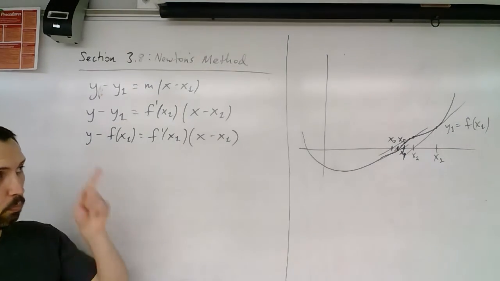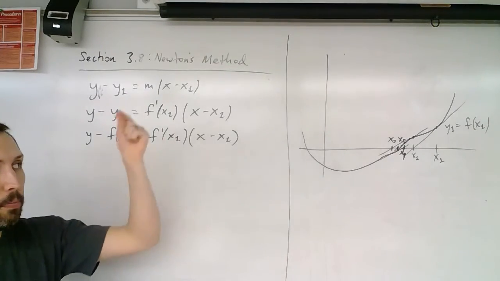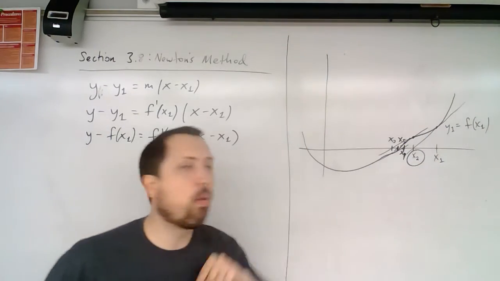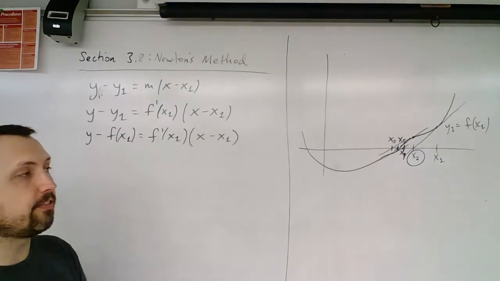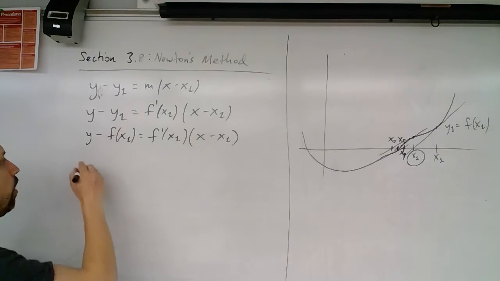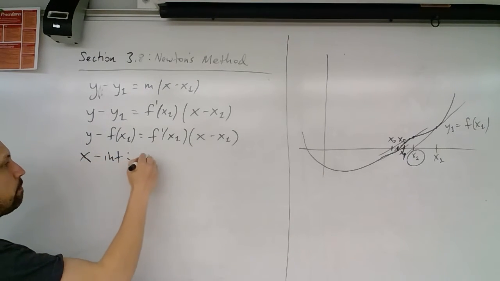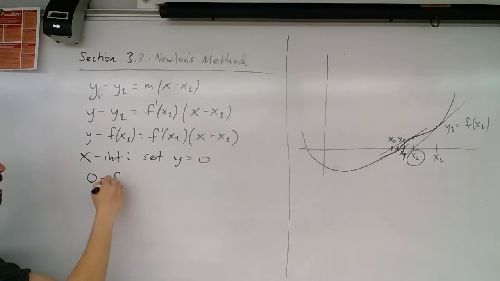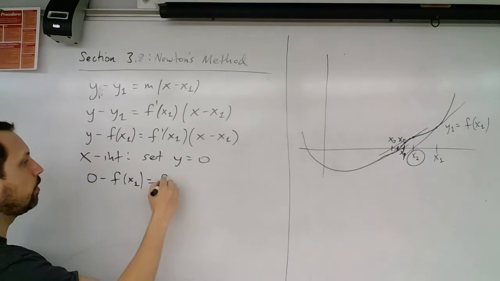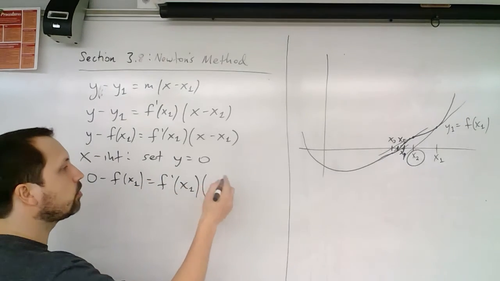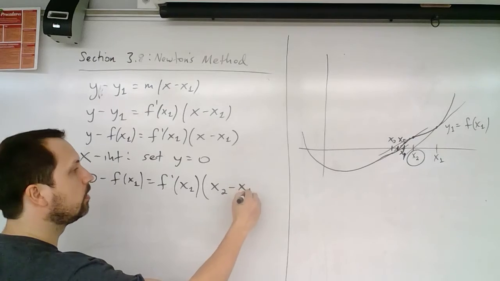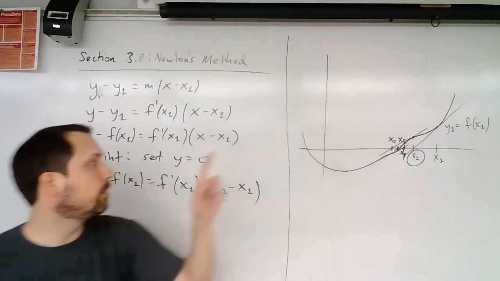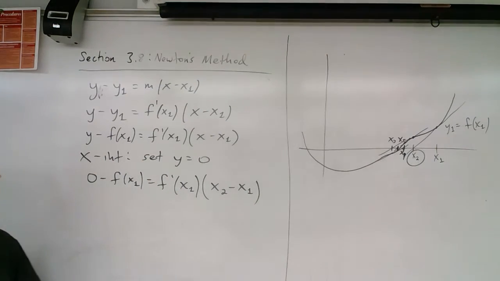But we use this tangent line for a specific purpose. We said once I know this line, I would like to figure out what is the x-intercept. So if we're trying to find what the x-intercept will be, we're going to find it by setting y equal to 0. So we have 0 minus f of x1 is equal to f prime of x1 times (x minus x1), and this is going to help us find our x2. So this number x2 is going to be our x-intercept.